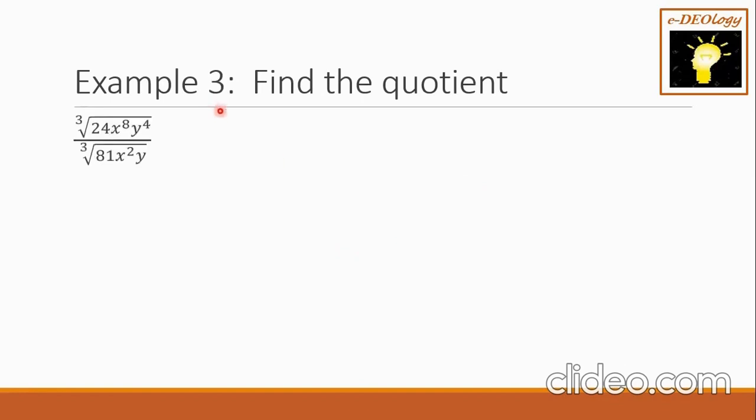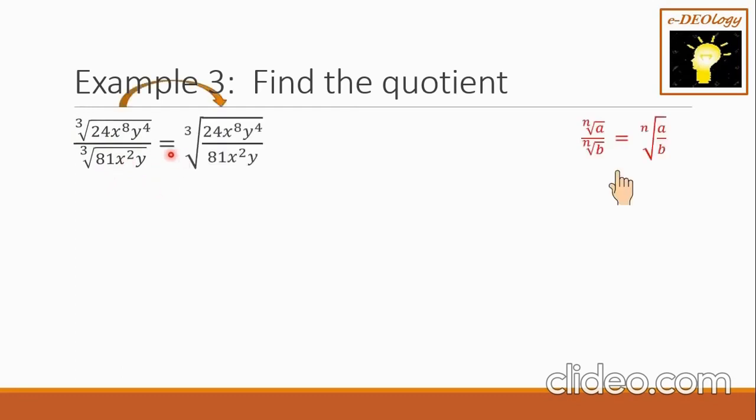Let's have example 3. We have here the cube root of 24x raised to 8, y raised to 4, all over the cube root of 81, x squared y. So we will apply our quotient property. So we're going to combine these two radicals into one big cube root. The numerator will be the 24x raised to 8 y to the 4th divided by 81x squared y.